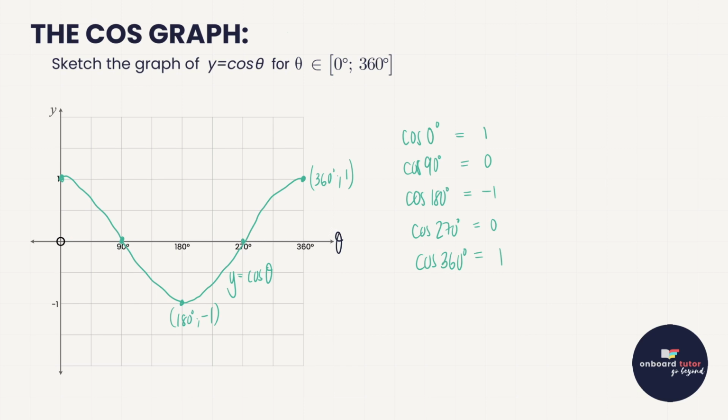Okay, so then we have the parent graph of the cos graph. It's got a very similar shape, actually, to the sine graph, but sine started at the center and then went up and down. Cos starts at 1 and then moves down and then up.